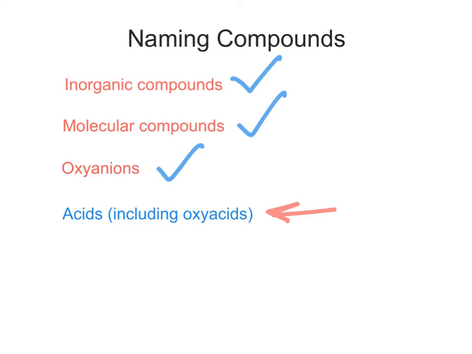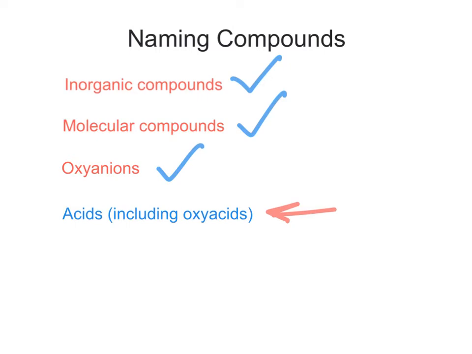All right, Bismillah. So for this last video, we'll talk about how to name acids, including oxyacids. We have talked about inorganic or ionic compounds. We have talked about how to name molecular compounds. We have talked about how to name oxoanions, and in this video, we'll talk about how to name acids, which are oxyacids.